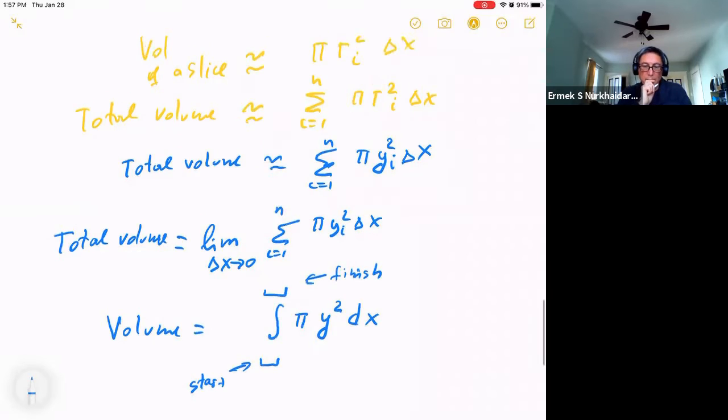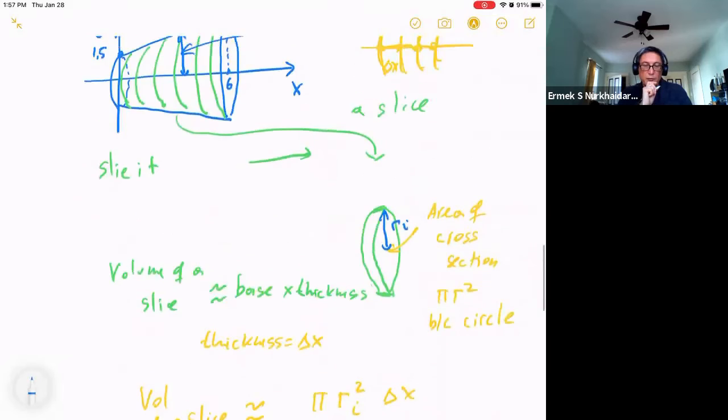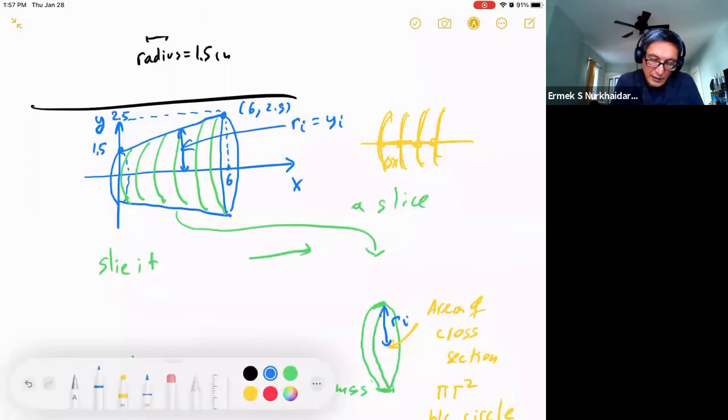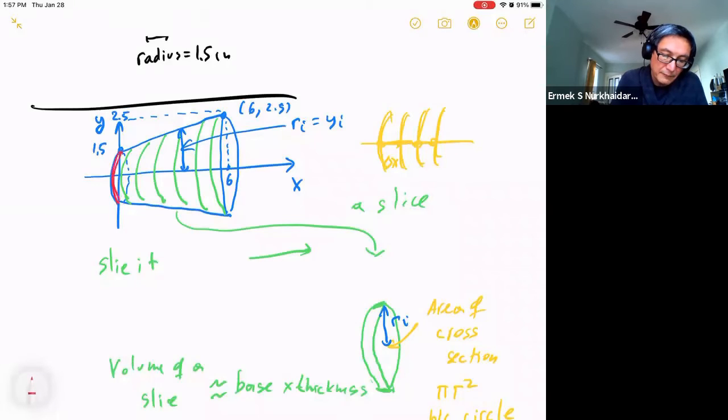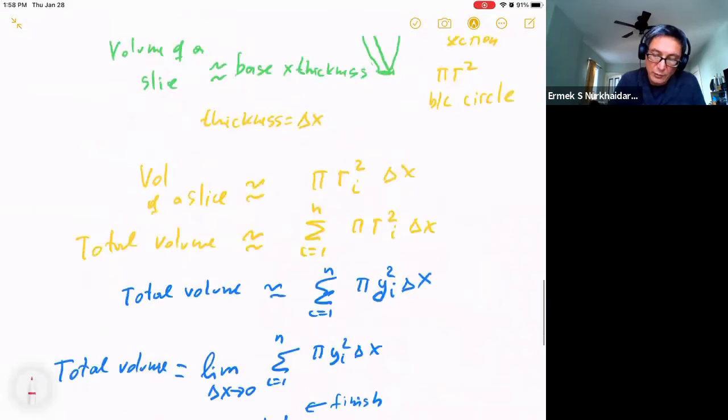Okay, so let's have a look where we start and where we finish. We start our slicing here, and we finish our slicing here. So we start slicing from this point, when x equals 0, and we finish our slicing at the right side, when x equals 6. So we're going to get from 0 to 6 for the limits of integration.